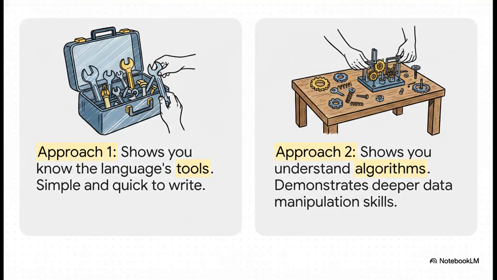Approach 1, the library method. Super simple, quick to write, it shows you know the language's tools. That's good. But approach 2, the reversal trick? Yeah, it's more complex, but it's space efficient and it shows a way deeper understanding. It proves you get algorithms. Think of it like this. The first one shows you know how to use a hammer. The second one shows you know how to forge the hammer. That's a completely different level of skill.